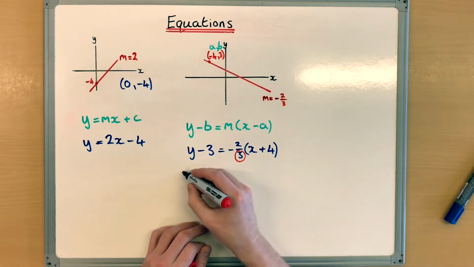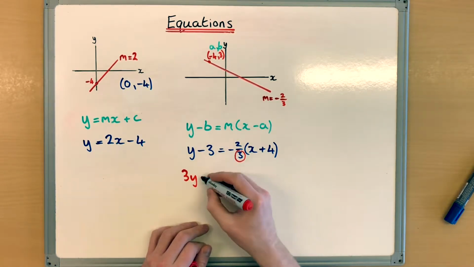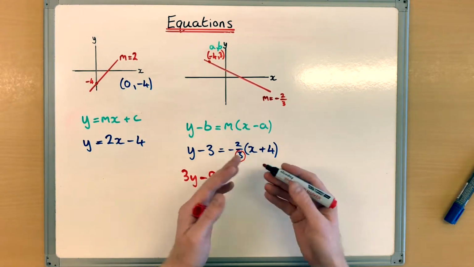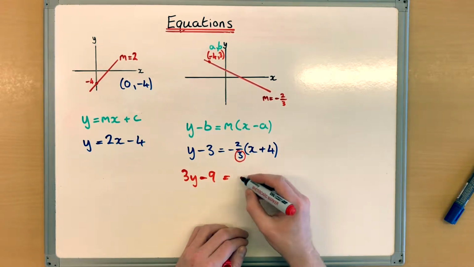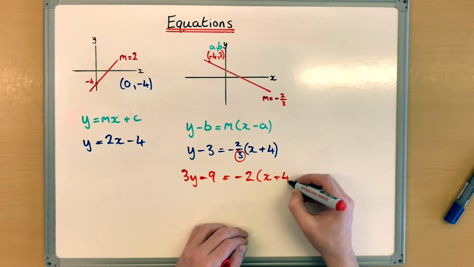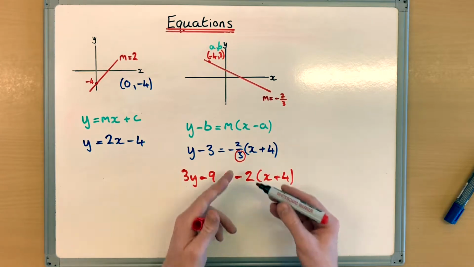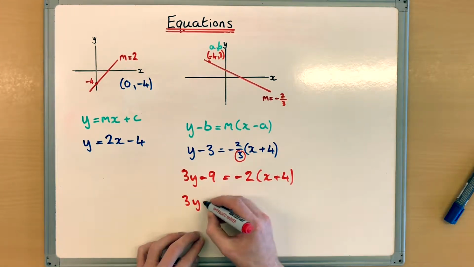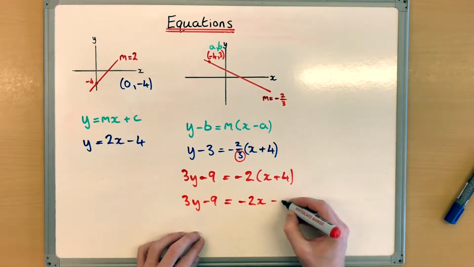So if I times y by 3, I get 3y. If I times -3 by 3, I get -9. And what happens when I multiply this whole thing by -3 is the 3 cancels, and I'm left with -2(x plus 4). And now I can start to multiply out. I could have multiplied out first, but I usually prefer to do it at that point. So we get 3y minus 9 equals -2x minus 8.